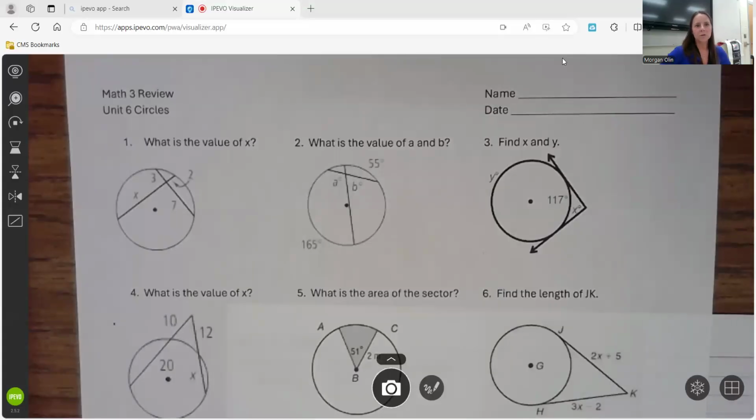All right, this is the Unit 6 circles review. We're reviewing everything that we've learned about circles, and there's a lot of theorems you have to remember. Okay, so right here, number one, what is the value of x?